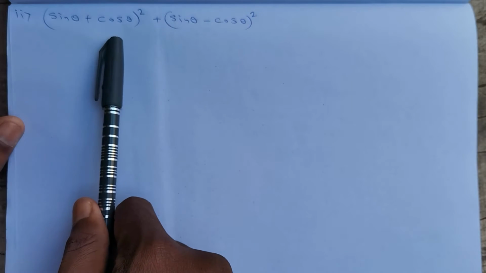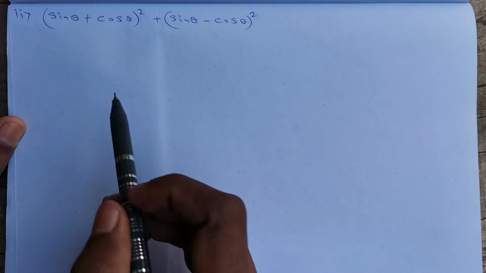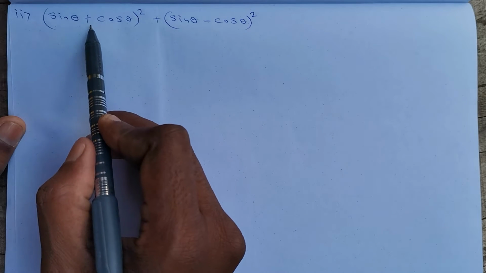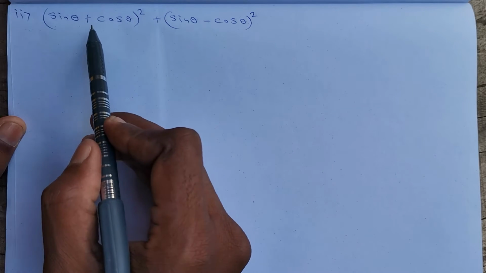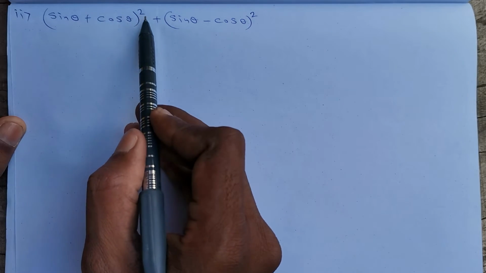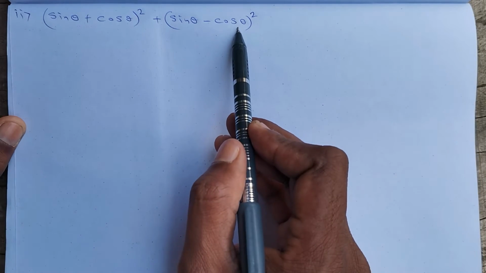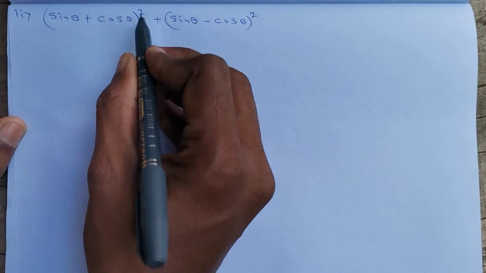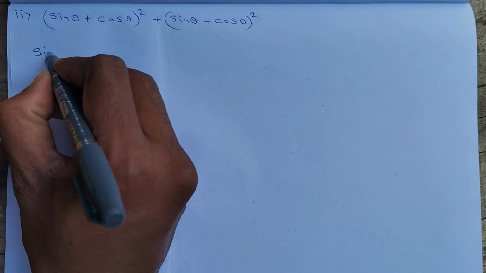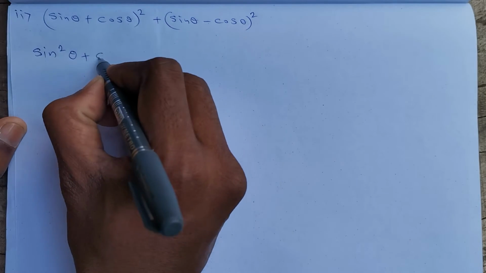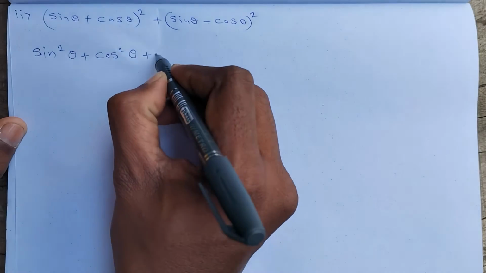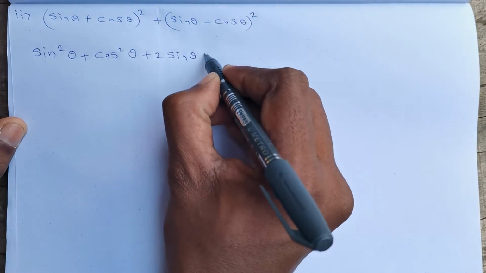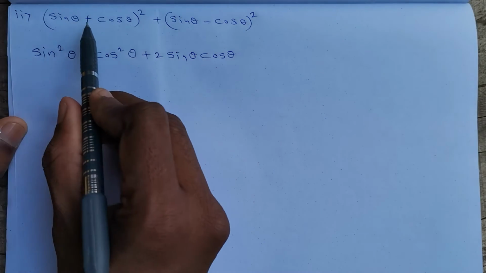Okay, next second question is the value of (sin theta plus cos theta) whole square plus (sin theta minus cos theta) whole square. If we observe, the first one, (sin theta plus cos theta) whole square, is in the form of (a plus b) whole square, and (sin theta minus cos theta) whole square is in the form of (a minus b) whole square. So (sin theta plus cos theta) whole square can be written as sin square theta plus cos square theta plus 2 sin theta cos theta, because it is in the form of (a plus b) whole square.